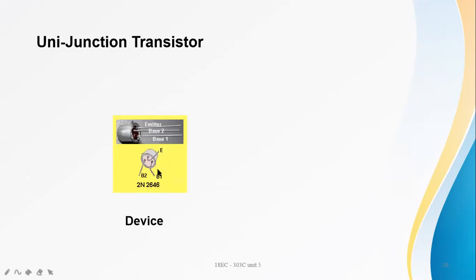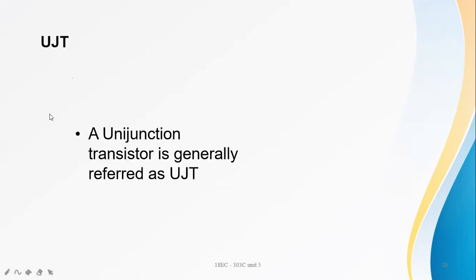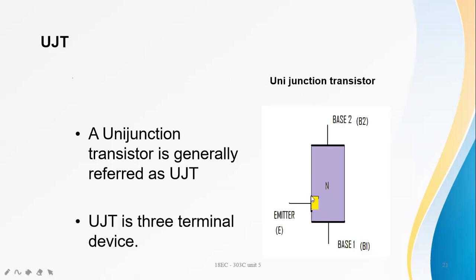The device will be available in this form, and this is 2N2646, the number of the UJT device. It has three terminals: emitter, base 1 and base 2. This is the circuit symbol of UJT: emitter, base 1 and base 2. What is a unijunction transistor? It is a type of special semiconductor device. It has three terminals: emitter, base 1 and base 2. Generally, it is referred to as UJT. UJT is a three-terminal device.